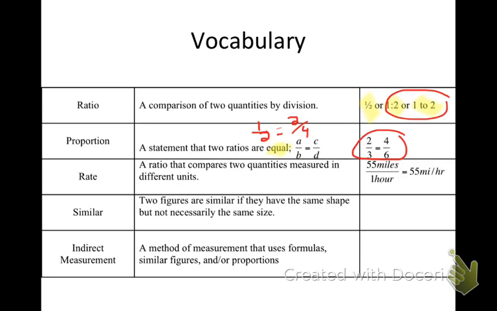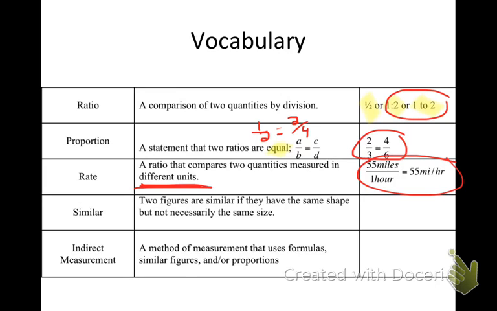A rate. A rate is a ratio that compares two quantities measured in different units. What is a rate you see on a daily basis, probably on your way to school or on your way home from school, if you were to drive? Miles per hour. If you look down at your gauge and you see miles per hour, guess what? Miles is one quantity, hours is another. That is a rate. Hey, look, that's the definition they give you.